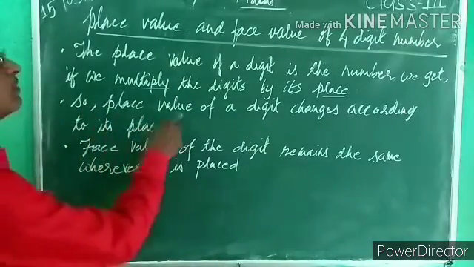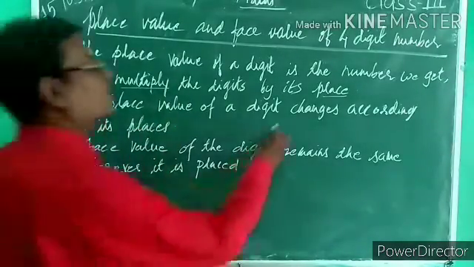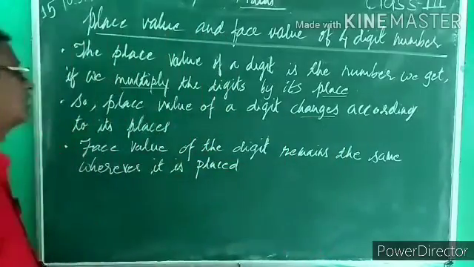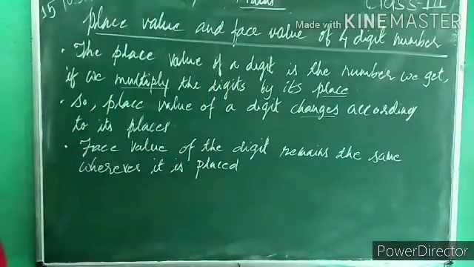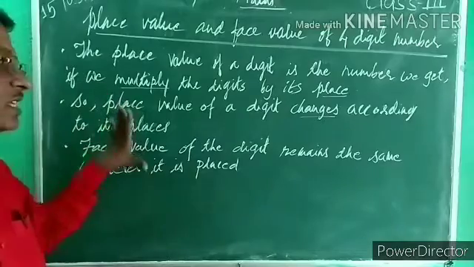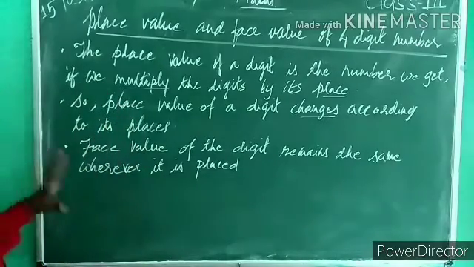Second point. The place value of a digit changes. What does it change according to? It changes according to its place. Place value of a digit always changes according to its place.